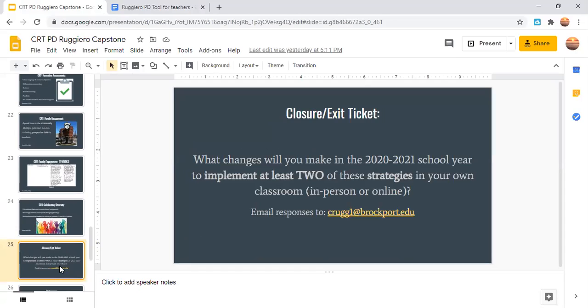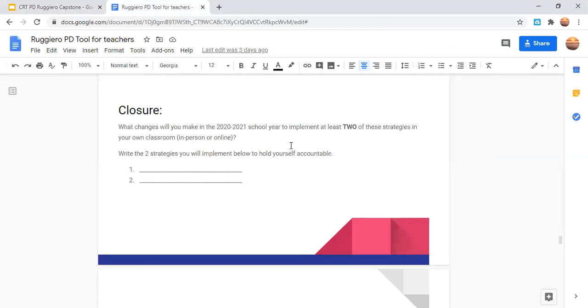Before I leave you, in this slideshow and on your toolbox handout, there is an exit ticket, of course, because all good lessons end with an exit ticket. And my question for you is, what two changes will you make in the upcoming school year to implement at least two of these strategies in your own classroom, whether that be in person or online? Please email me your responses. You will see the exit ticket on your handout as well.